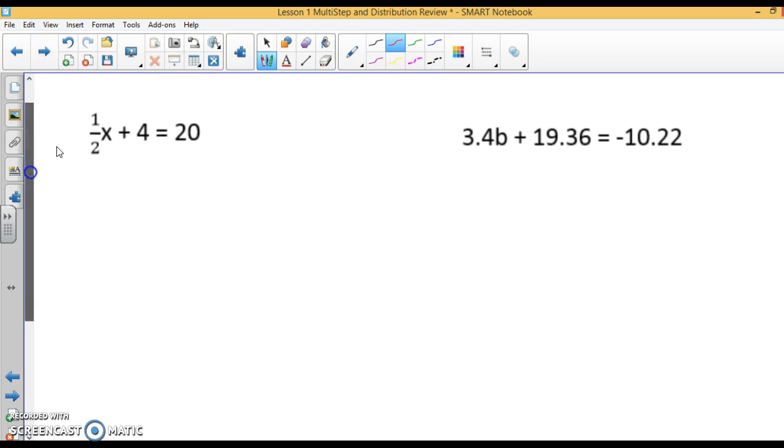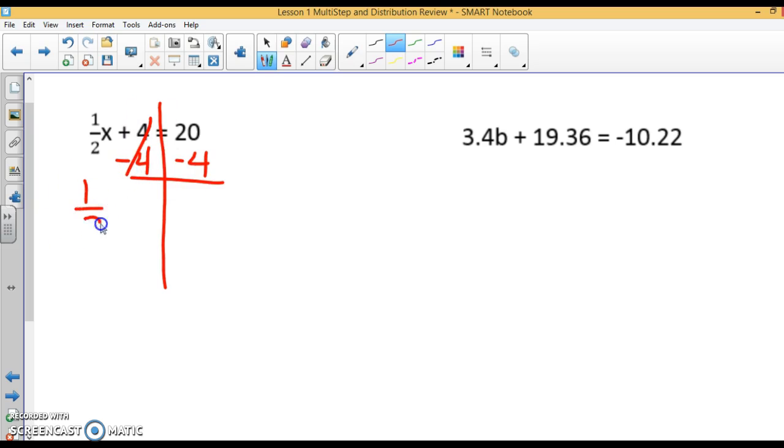Okay. Now, on these last two examples, I have 1/2 x plus 4 equals 20. I can subtract 4 from both sides first. So I have 1/2 x equals 16. Now, I want to get rid of this 1/2, so I have to multiply by the reciprocal, right? Which would just be 2. That cancels it out. And I have to multiply by 2 on this side too. And then I'm left with x equals 32.